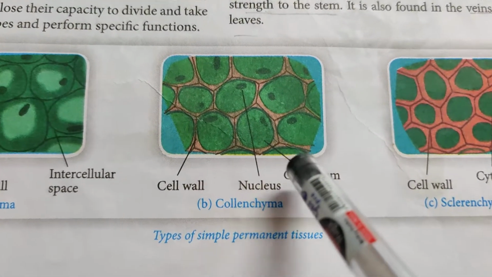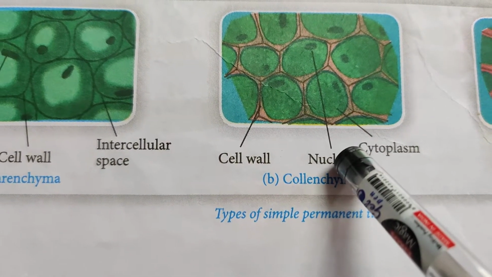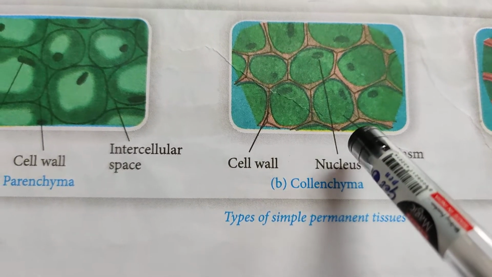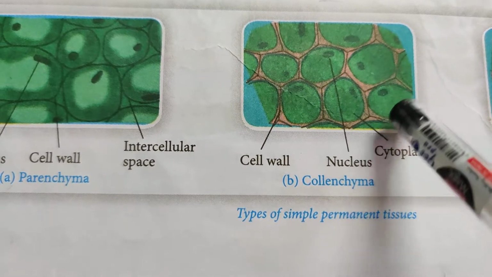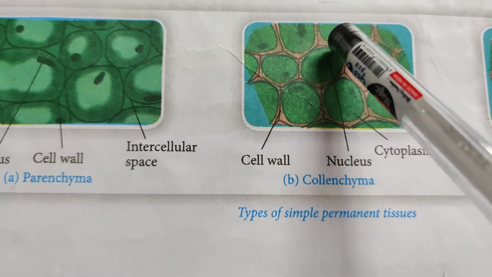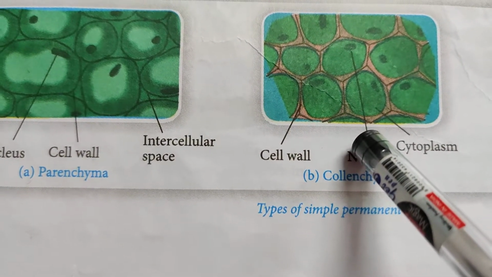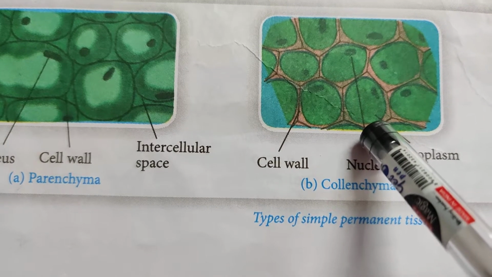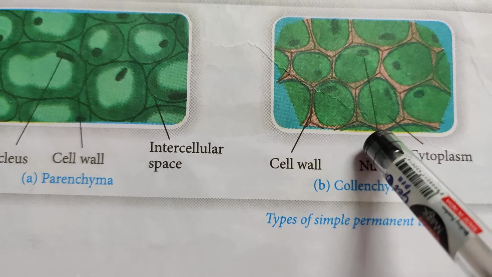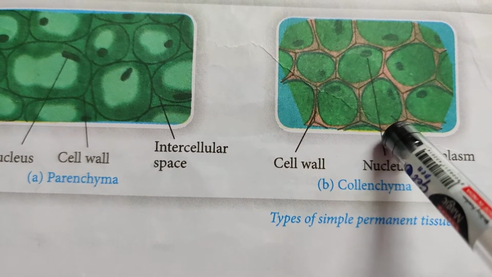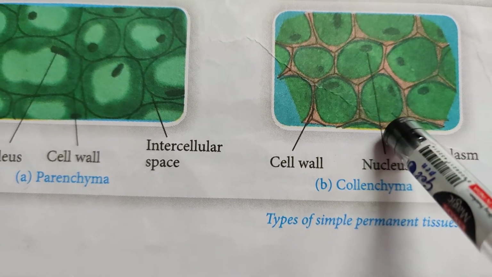Now we come to collenchyma. Collenchyma consists of living cells which are either oval or polygonal. They do not have any intercellular spaces. These cells have thick corners, as you can see in this diagram. This tissue is found in the leaf petiole and the stem. The work of collenchyma is to provide elasticity, flexibility, and mechanical strength to the leaf and the stem.